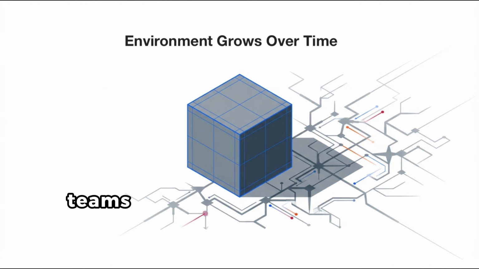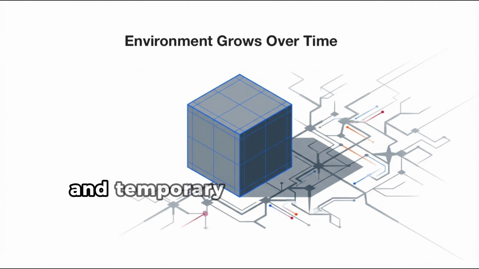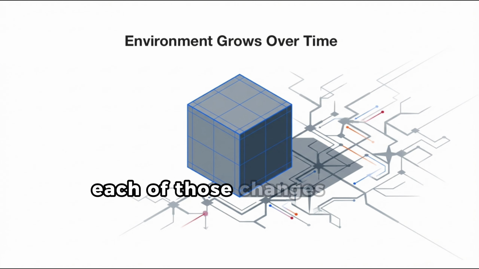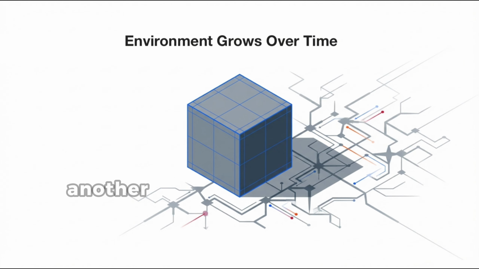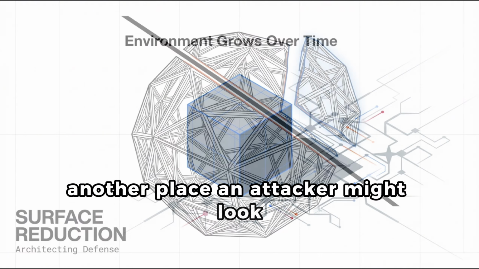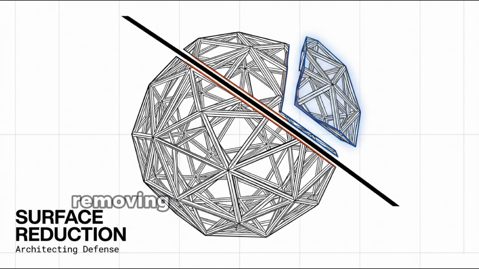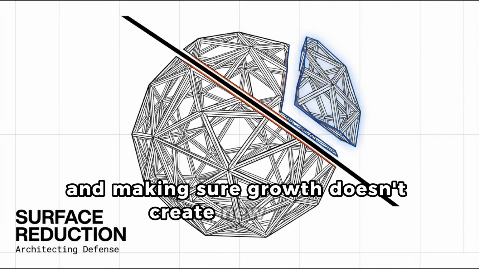Every environment grows over time. Engineers add services, teams integrate third-party tools, and temporary test systems get created and sometimes forgotten. Each of those changes adds reachability, another place an attacker might look. Surface reduction is the deliberate work of reversing that trend, removing unnecessary exposure, tightening what must remain reachable, and making sure growth doesn't create new doors.